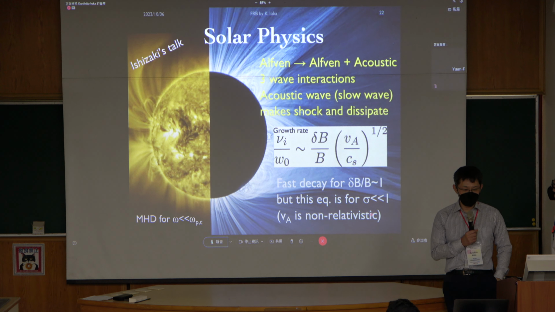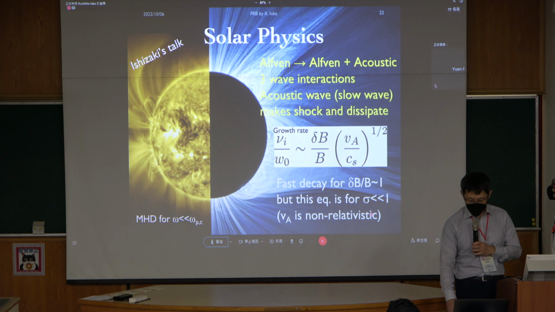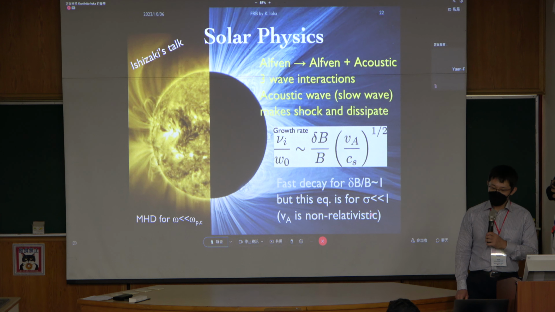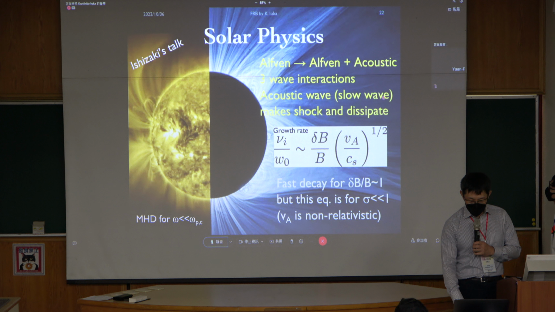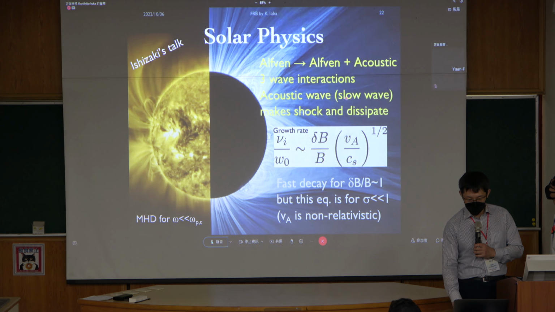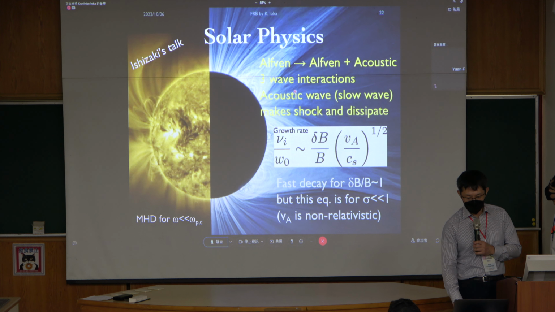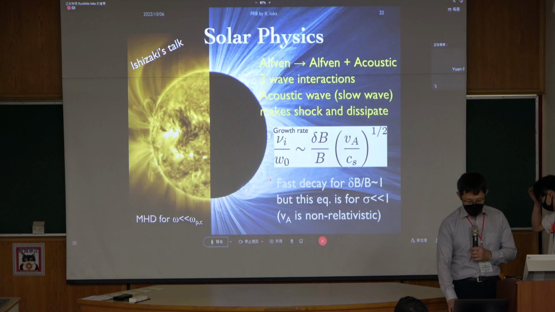In the previous talk, Ishizaki-kun talked about the nonlinear interaction, or nonlinear decay, of the Alfvén waves, the parametric decay of the Alfvén waves. This decay mode is frequently discussed in solar physics, and the Alfvén wave decays into another Alfvén wave and an acoustic wave. This is a three-wave interaction, and the acoustic wave, which is a slow wave, makes shocks and dissipates. This means that effectively the Alfvén wave decays into thermal energy. The growth rate is obtained in solar physics, but this is for the non-relativistic case, so we extend this formula to the relativistic case.